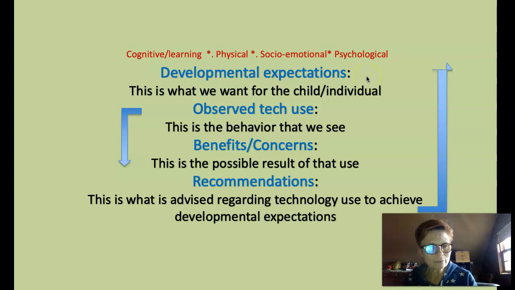What do we recommend? So from starting with what we want, what we observe, what our concerns are, what the benefits are, then what does research tell us that we can continue to recommend?